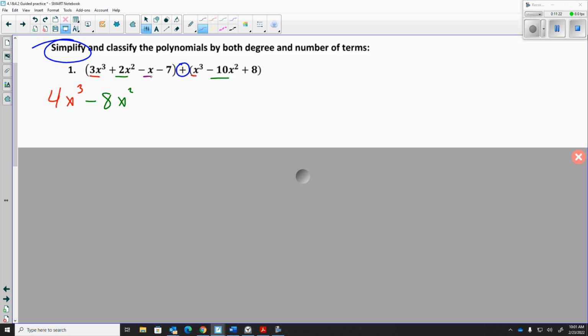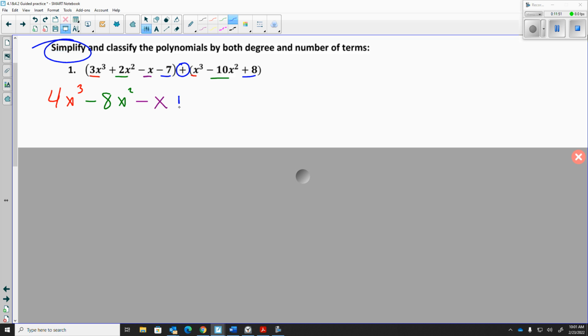Moving on. Negative x plus, uh-oh. The second one is missing something. What's it missing? It's missing x. That's fine. It's okay. It's negative x plus nothing. So it's just negative x. Okay, don't let it freak you out. And then one more. Negative 7 plus 8. 1 plus 1.